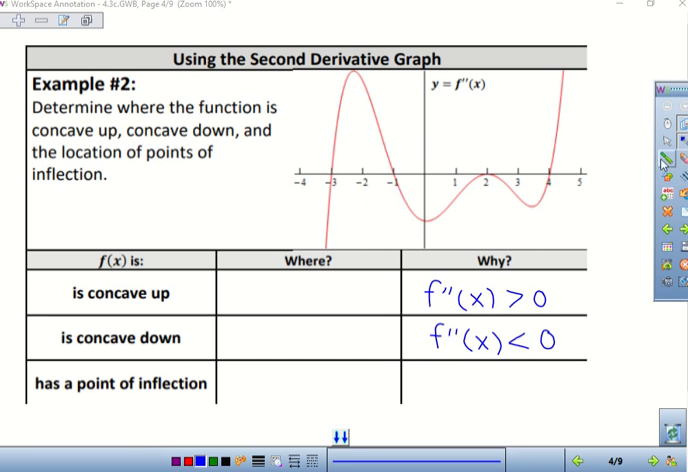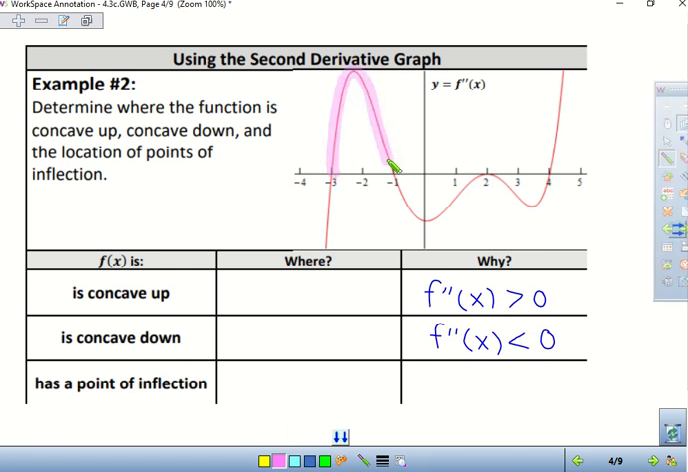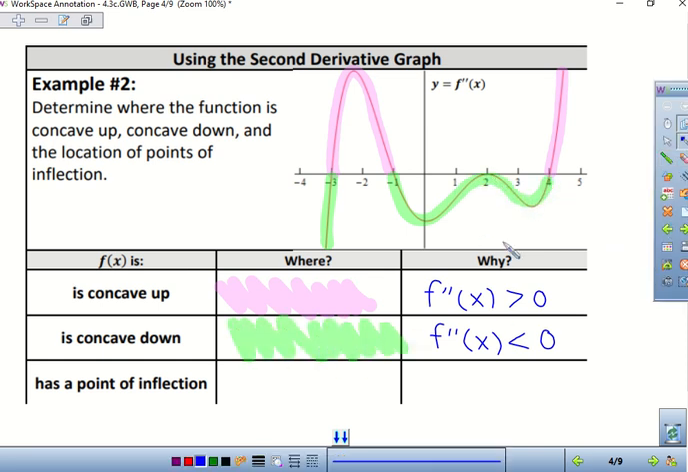So on this one here, we know that it's concave up everywhere that this is positive, which is here and here. And it's negative here to here. So I'm just going to identify those. So it's concave up from -3 to -1, and then from 4 to positive infinity. Good. It's concave down from negative infinity to negative 3, negative 1 to 4. Okay.